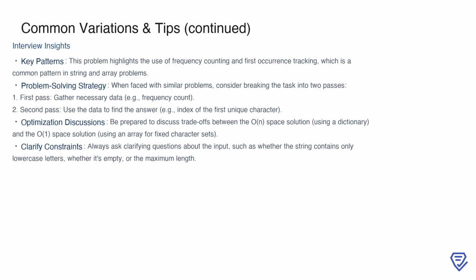During interviews, you might also discuss optimization trade-offs. For example, you could compare an O(n) space solution that uses a dictionary to an O(1) space solution that relies on an array for fixed character sets. Be sure to clarify constraints with the interviewer, such as whether the string only contains lowercase letters, whether it can be empty, or what the maximum input length might be.